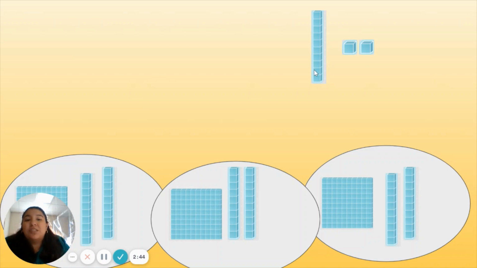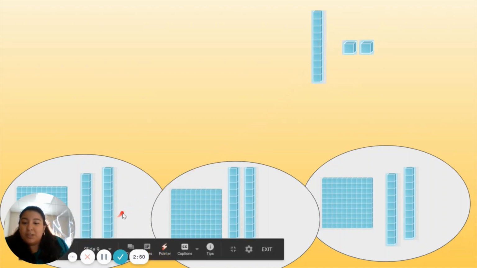What can I do to this rod to help give it to my other 3 groups? Because if I give this 1 rod to one group here, would that be equal groups? No, that means one group is actually going to get more than the rest, and we don't want that. We want it to be equal. So what can I do?